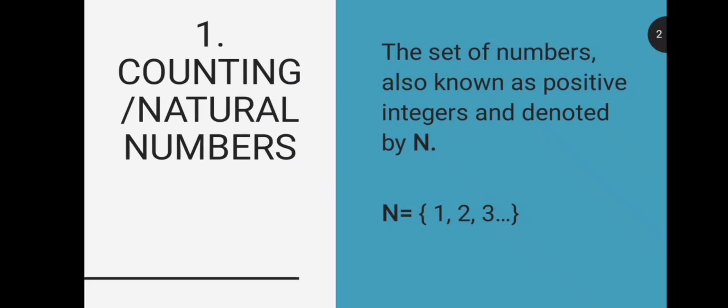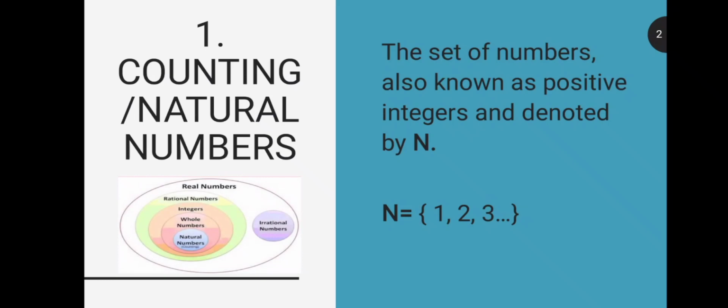And remember that counting or natural numbers always starts with 1. For you to easily remember, come to think of it, when we are counting, we always start with 1 and we never start with 0. And take note that 0 is not included in counting or natural numbers. And this is the visual representation for the sets of numbers. So there is the counting or natural numbers.